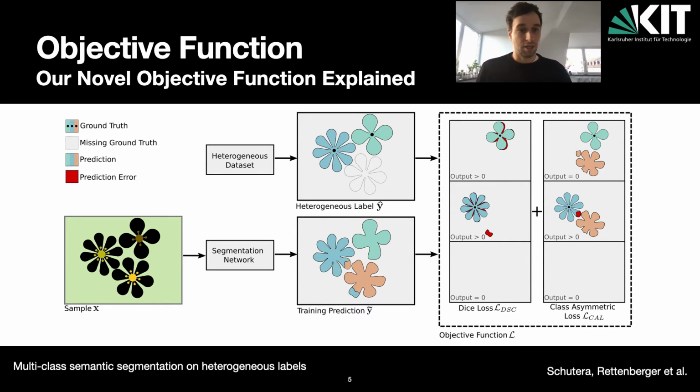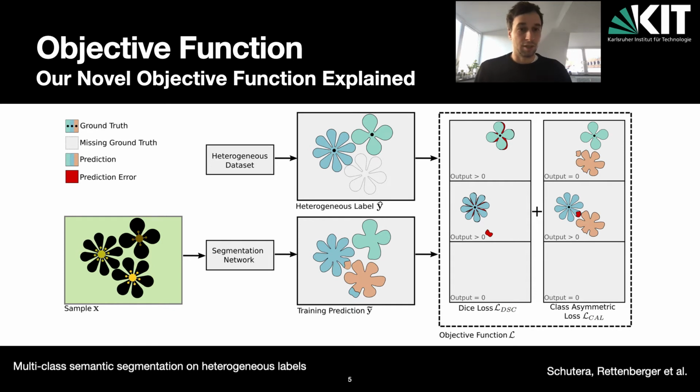In the image, an exemplary sample X is fed through our used segmentation network. It outputs a training prediction Y tilde. Each class here has a unique color for the segmentation. The corresponding ground truth label Y hat is missing the class on the lower right, which is denoted with a dotted line where it should be. The dashed box on the right is the combined objective function.